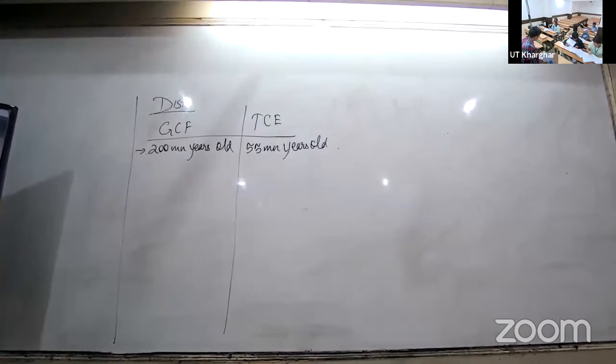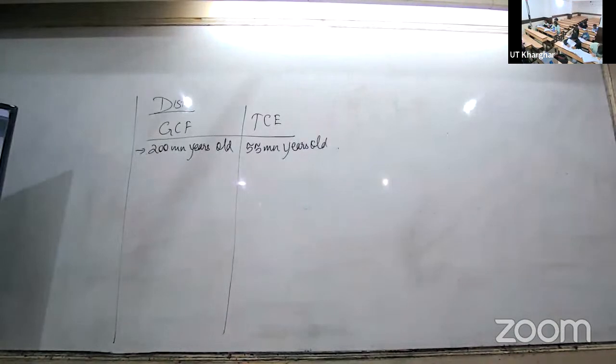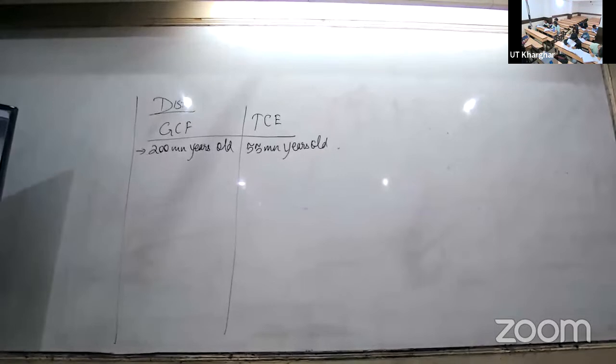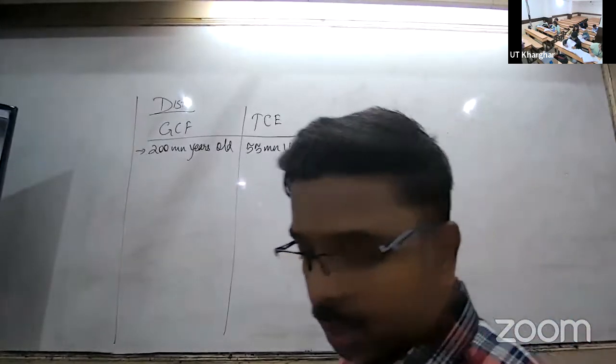Let us find the example. Did you find any example of these two? Found mainly in regions under GCL: Damodar Valley basins of West Bengal and Jharkhand.